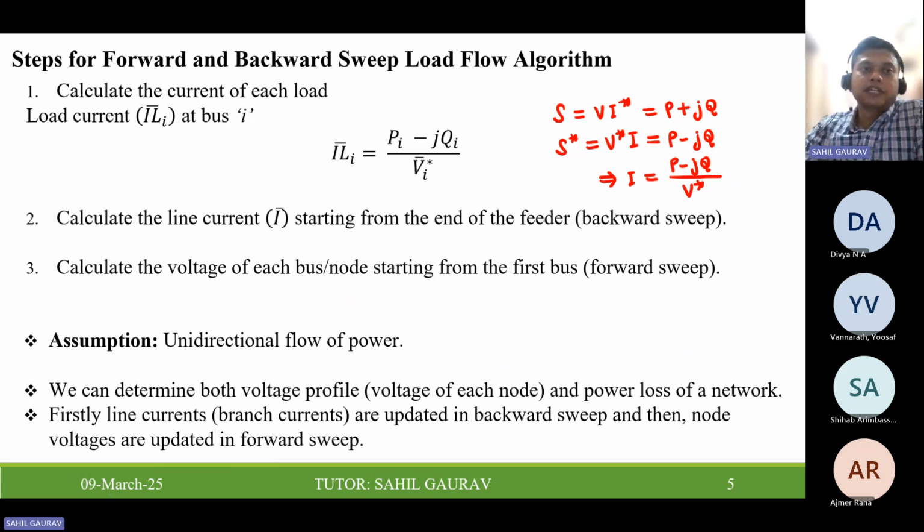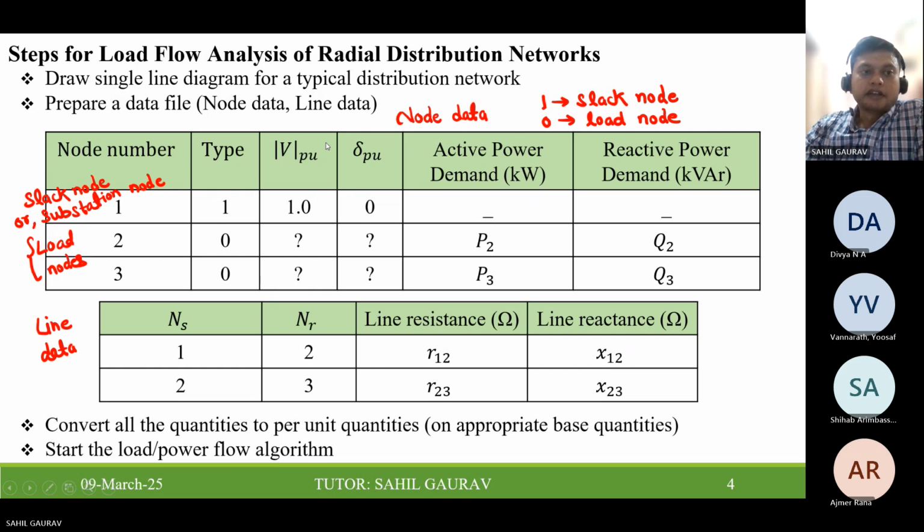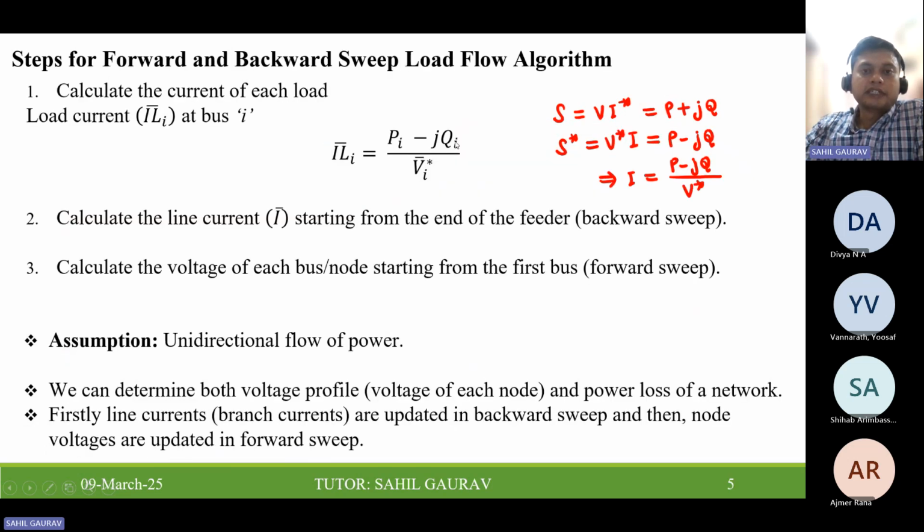Now, after preparing the data file, we have to apply the forward and backward sweep load flow algorithm. For that, first we will calculate the current of each load. At the load node, we note the active and reactive power. So we can easily find the load current at that respective bus. For the load nodes, we can find the load current at bus i, where I represents bus i, Pi minus jQi upon Vi conjugate.